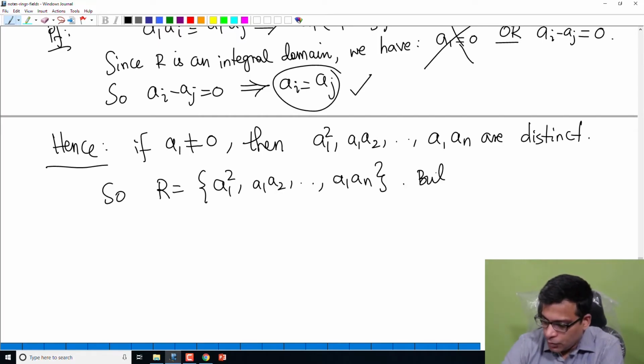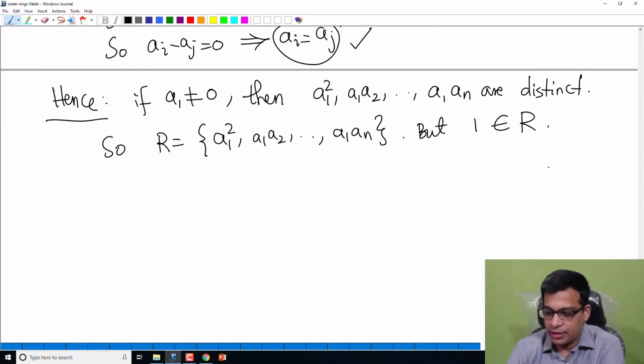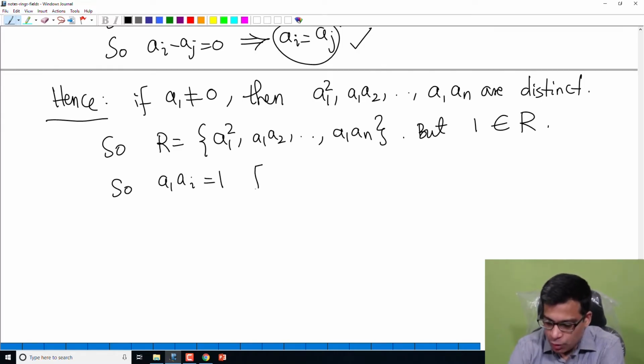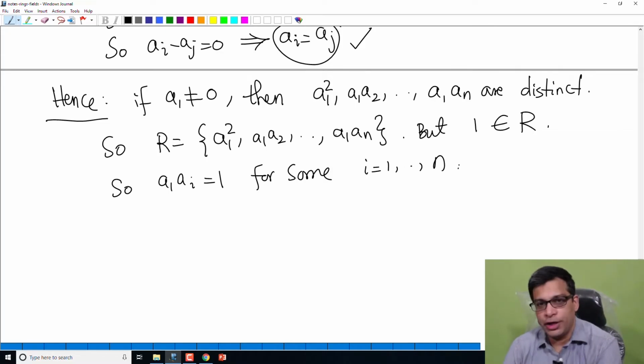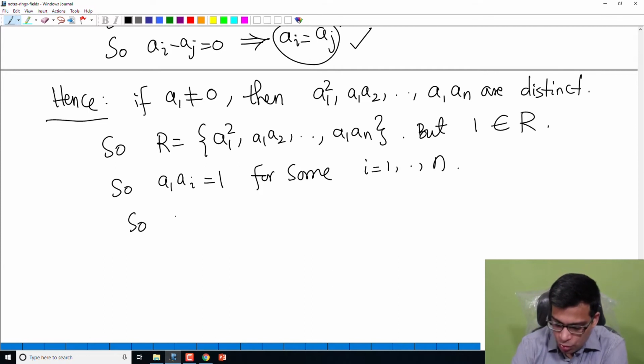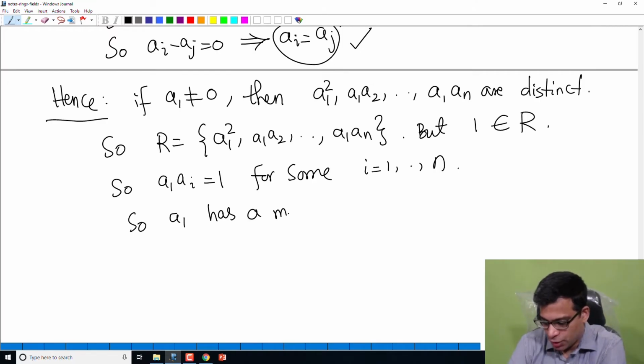But 1 is contained in R, so 1 is contained in this set A1 squared, A1 A2, ..., A1 AN. So A1 AI is equal to 1 for some I from 1 to n. We don't know what it is, we don't need to know what it is, but for some I, A1 AI is equal to 1. So A1 has a multiplicative inverse.